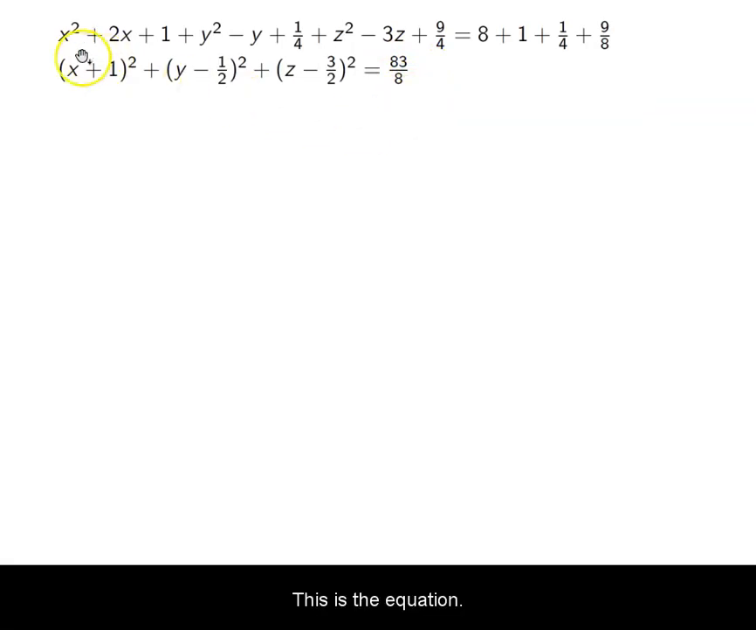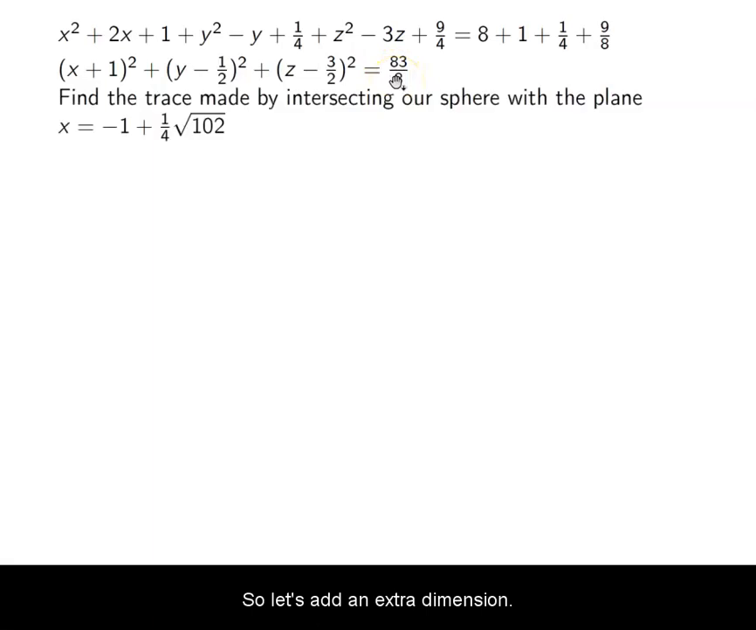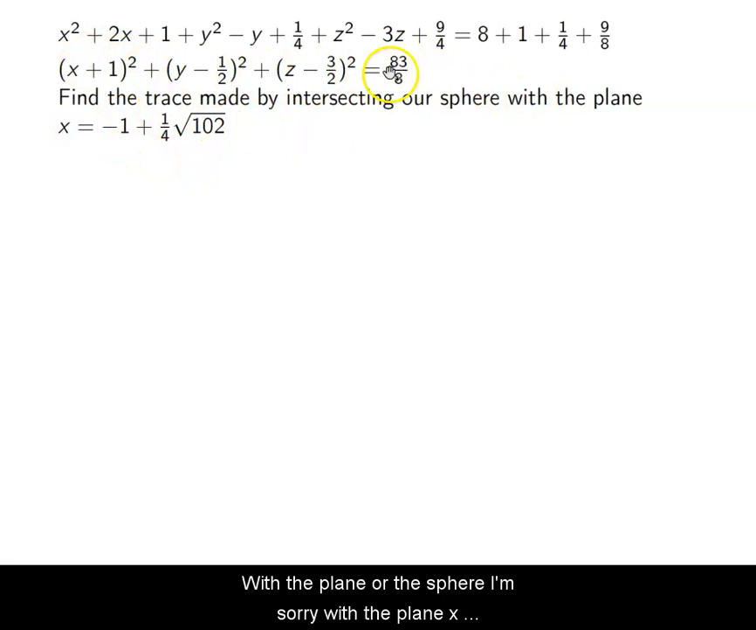Before we go that far, this is the equation of my sphere, right? I have my center. My center is at negative 1, 1/2, 3/2. And the radius is the square root of 83 over 8. So let's add an extra dimension to that. Let's say I want to know what the trace is by intersecting this sphere with the plane x equals negative 1 plus 1/4, the square root of 1 or 2.